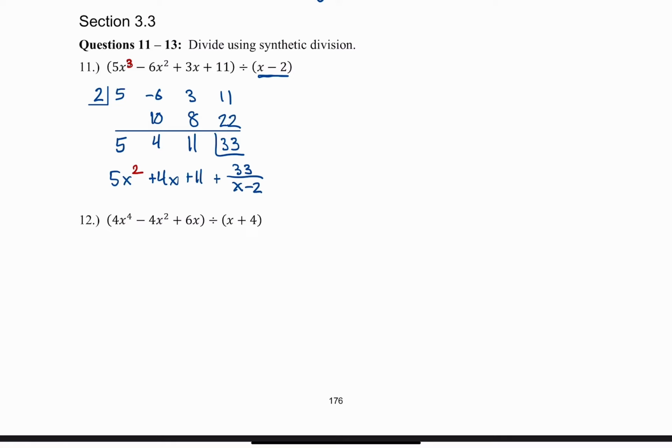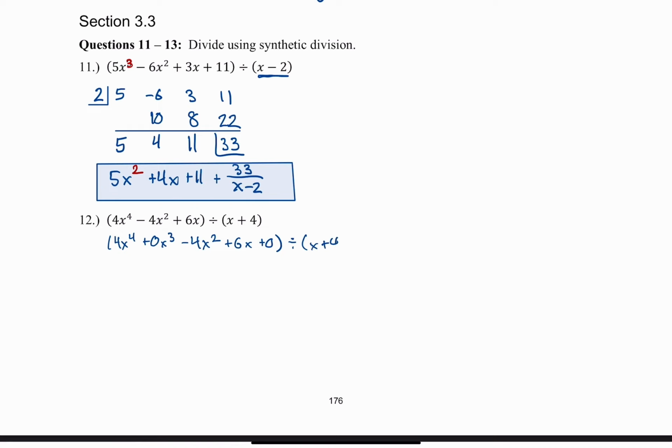And again, this is our answer. We didn't need to do anything more with that. In the case of number 12, we do have some missing terms. So observe that we don't have an x cubed. So I technically should rewrite this as 4x to the 4th plus 0x cubed minus 4x squared plus 6x plus 0. We're missing a constant, but it's still divided by x plus 4.